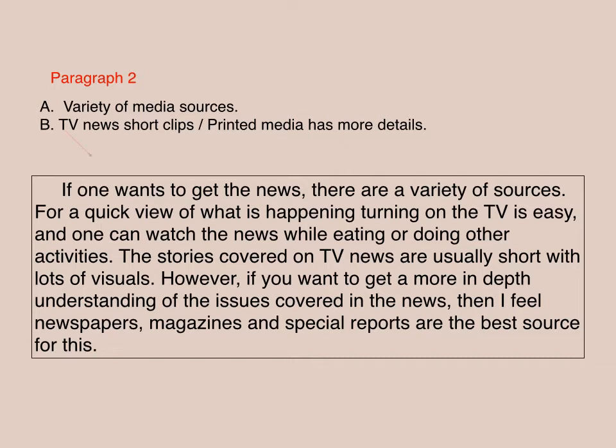Okay, so let's look at what we've done here. So, A, variety of media sources, is our topic sentence. And this is what we put in the first sentence of the paragraph. If one wants to get the news, there are a variety of sources. And then B are our supporting details. And here we have TV news, and we also talk about newspapers and magazines.